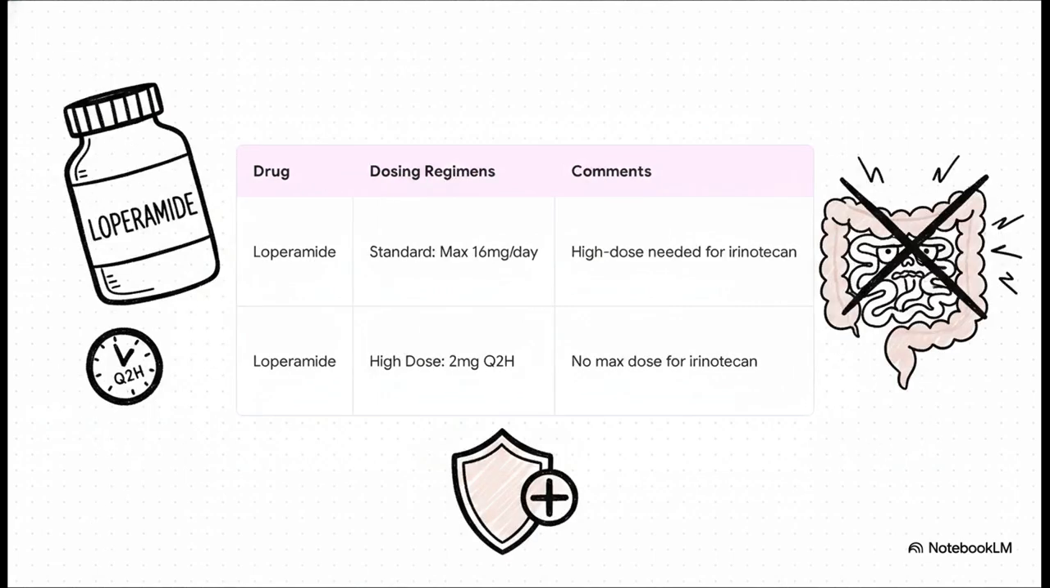You absolutely have to know the high-dose loperamide protocol. For standard chemo-induced diarrhea, yeah, the usual max of 16 milligrams per day applies. But for the severe, delayed-onset diarrhea caused by irinotecan, which can be life-threatening, we throw that standard max dose right out the window and use a scheduled high-dose regimen of 2 milligrams every 2 hours.